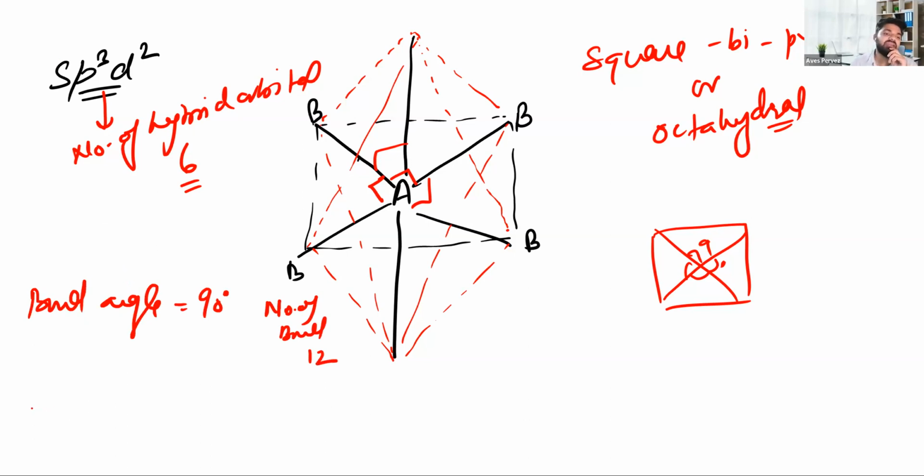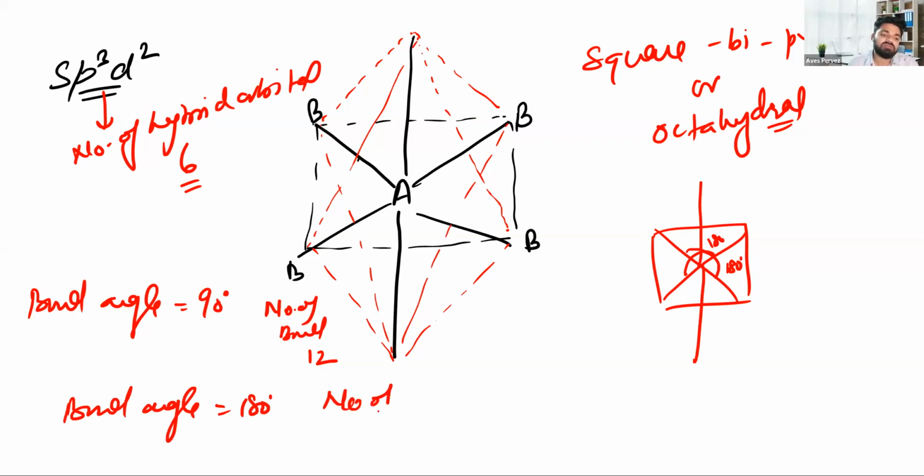And how many will be of 180 degrees? Tell me. How many will be of 180 degrees? There will be 3. How? The 2 will be in the plane structure, like this one is going to be 180 degrees and this one is also 180 degrees. And the above one and the below one will also have 180 degrees. So bond angle 180 degrees, and number of bonds will be 3. You understood?